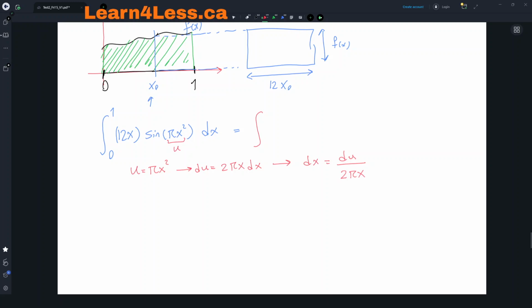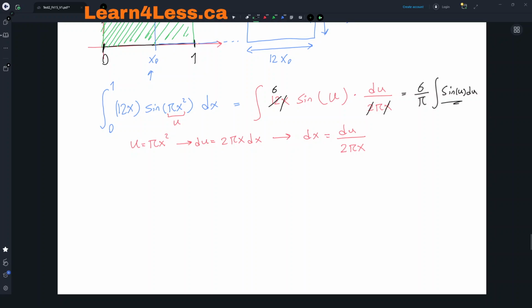It would be 12x, I just write it here. And instead of sine of pi x squared, I have sine of u. And instead of dx, I have du over 2 pi x, which was a perfect substitution because this x and this x cancel each other. And these 2 and this 12 also cancel each other, and we have 6 here. So now I have 6 there, I have pi here, both of them are constants, I can take them out. I can have 6 over pi integral of sine of u.